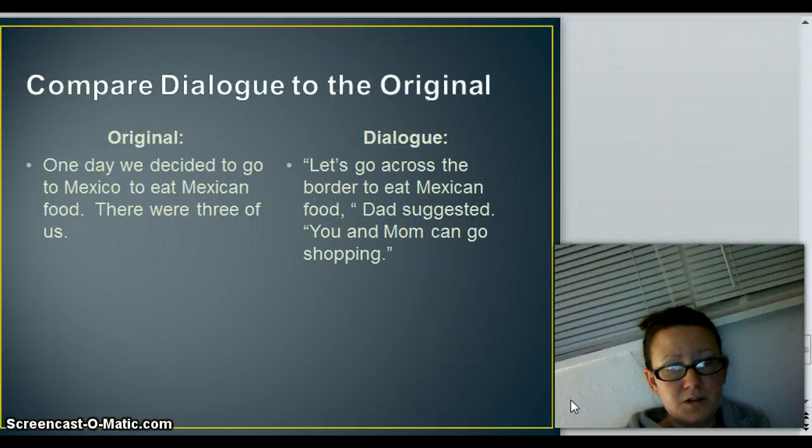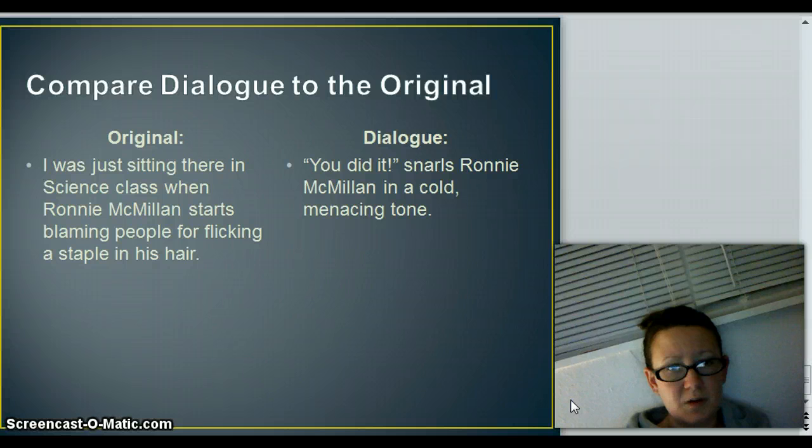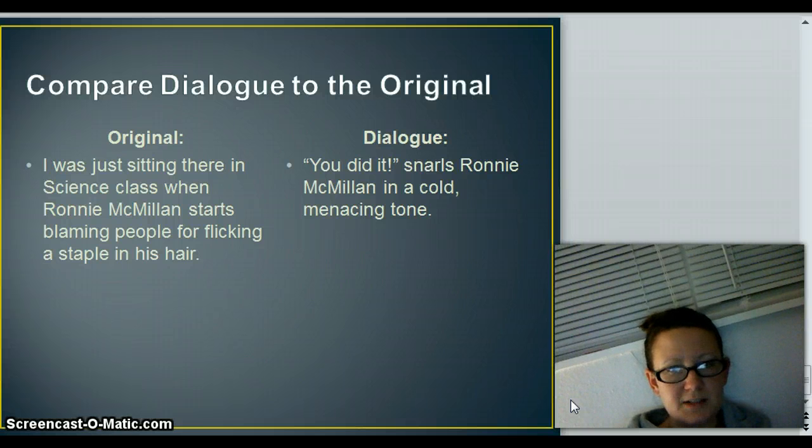Okay, so let's look at the original text. Again, "One day we decided to go to Mexico to eat Mexican food." Boring. The dialogue: "Let's go across the border to eat Mexican food," Dad suggested. "You and Mom can go shopping." Maybe that's not the most exciting revision, but it's still better than the original. Let's look at the second one about Ronnie McMillan. "You did it," snarls Ronnie McMillan in a cold, menacing tone. I want to know what he did. This second one is way better than the first one.